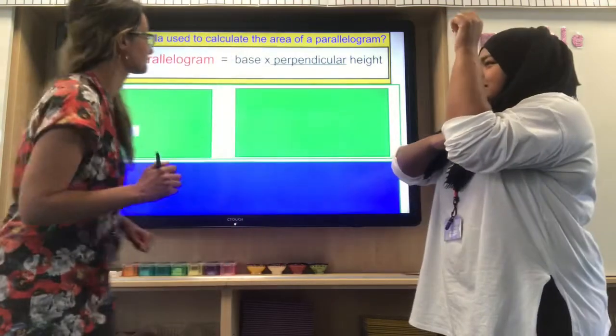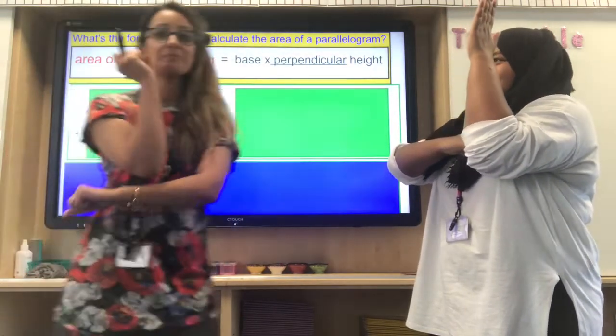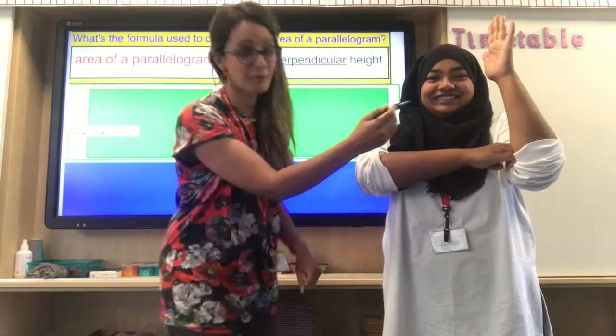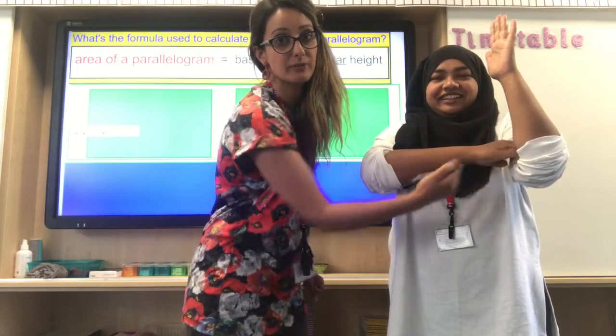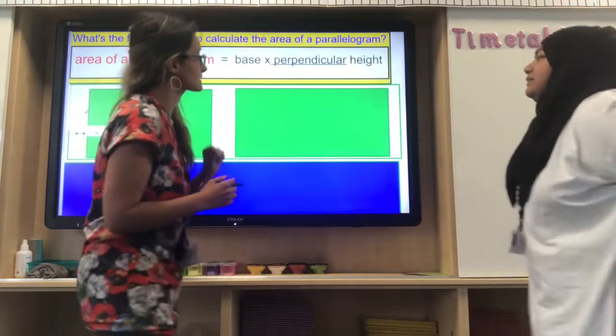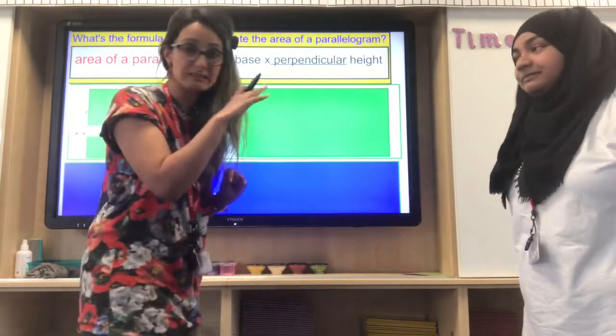height. Now, why are we doing this with our hands, Mrs. Gale? What does perpendicular mean? Perpendicular is the same as a right angle. So if I've got Miss Mia's hands here, the perpendicular side is this right angle here. So this would be your 90-degree angle. So it's really important that you understand that perpendicular height, because it's not a slanted height.